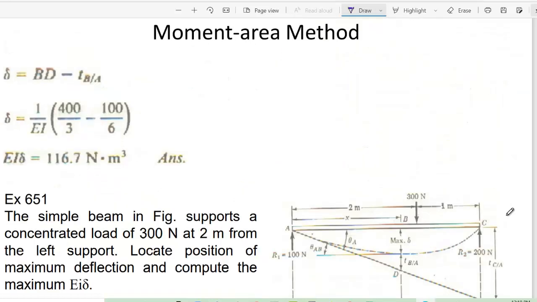So now you can easily calculate the value of del. Have a look. We calculate del, which is EI del equals 116.7 Newton meter. So now if you know the value of EI, you can say del equals, it should be in meter, right? As simple as it is. So now you have to be an expert on this moment diagram, nothing else, because the theorems of these techniques are very easy.